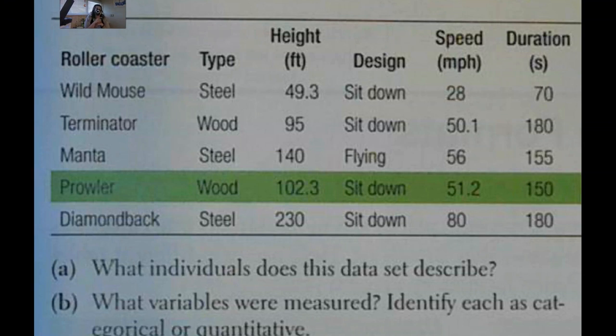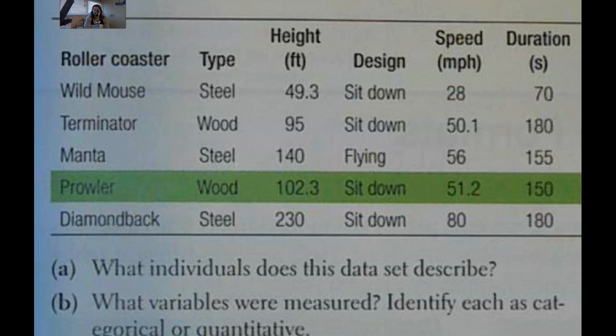Okay, so these next ones we're gonna go fast, like 5 seconds or less, because you just need to write C or Q. So next up is height. Is height C or Q? Okay, show me. Q, because it's a number.